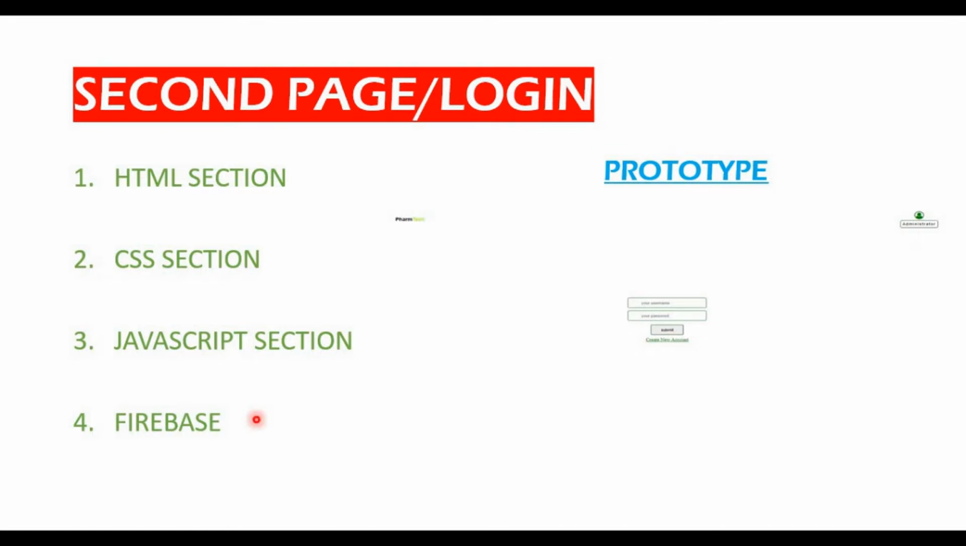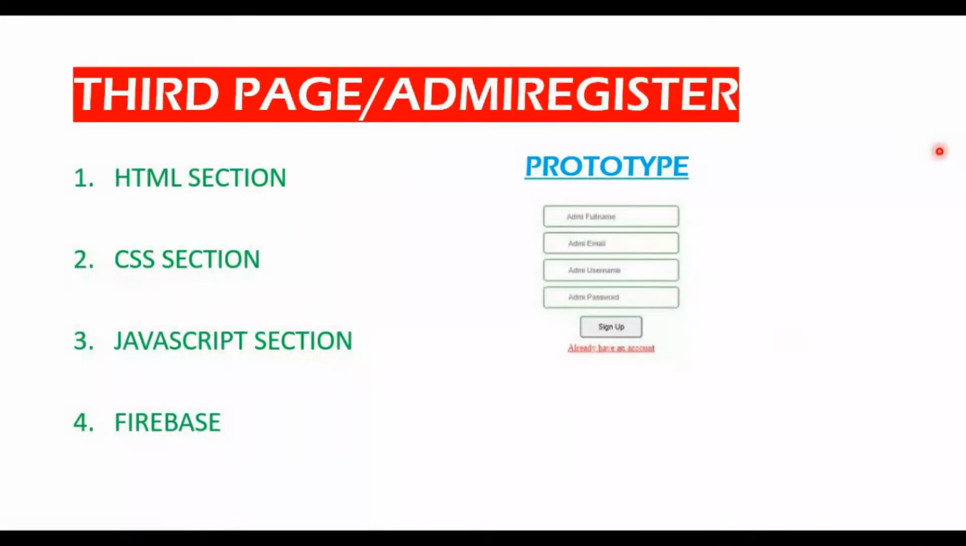So right after that, we are going to do the same thing for our third page. The third page will be the administrator page, because as the new administrator, you have to register yourself and give a code for it. So that will be the form for the registration of the administrator. We have our prototype here, so you can see what we are going to build. Then we use the same process, with our HTML, CSS, JavaScript, and Firebase.